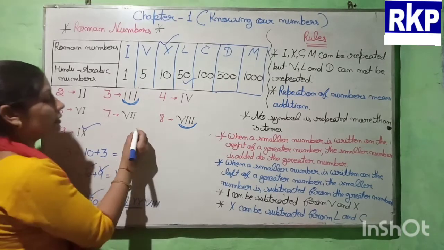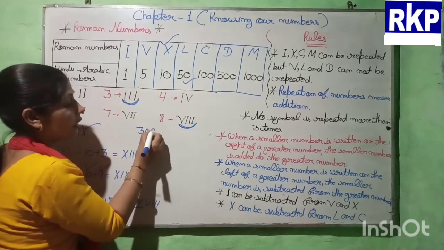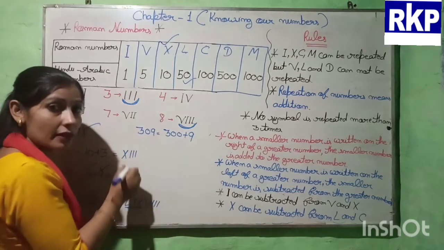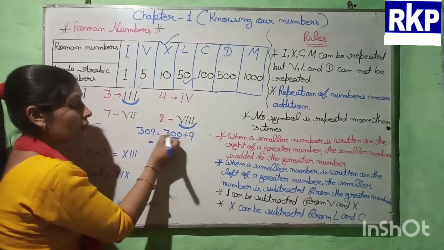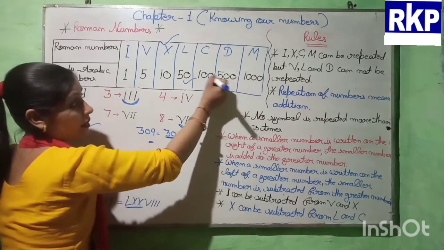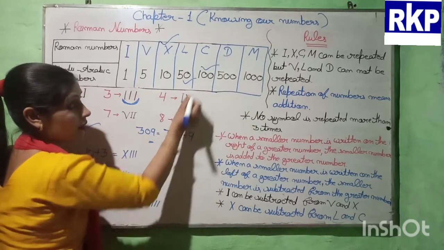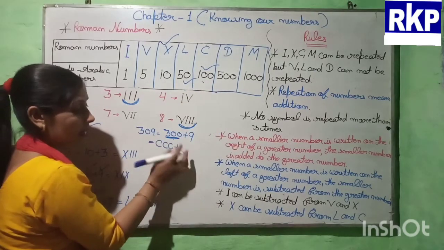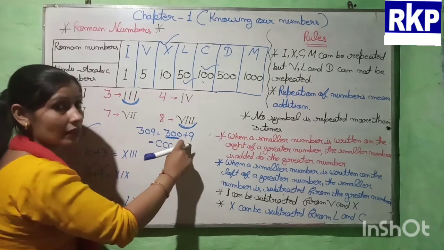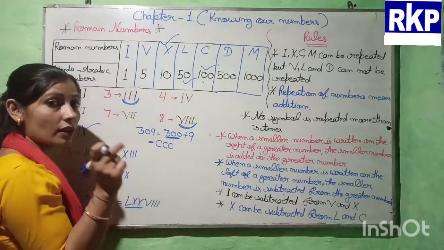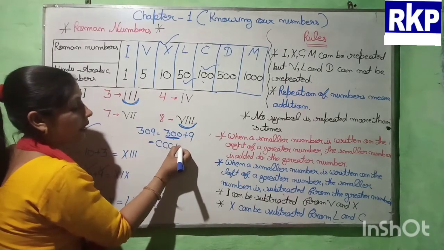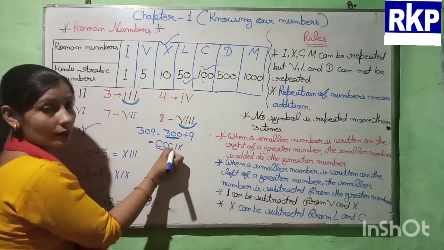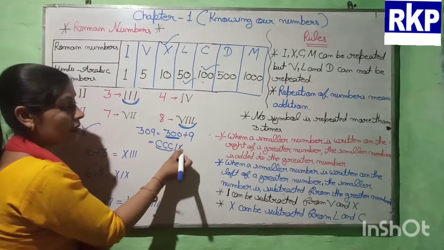If I write here 309, first we will write it as 300 plus 9. Then for 300, what will we write? 300 means we will write this 100 three times, means C three times, plus 9, means we will write IX on the right side of this C. CCC IX. CCC means 300 plus IX.